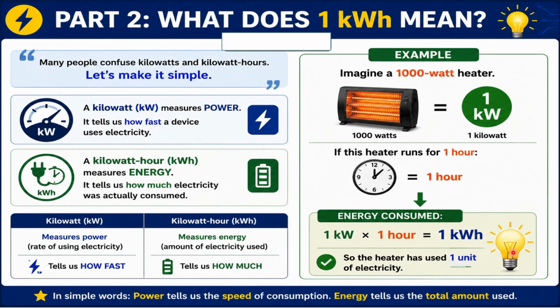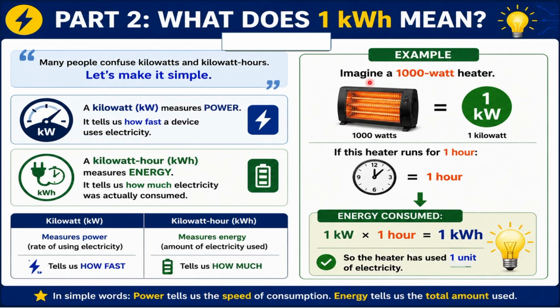Okay, what does kWh mean? I think I've explained that already. Many people confuse kilowatt and kilowatt hour, which is a very big mistake. Kilowatt measures power. It tells us how fast a device uses electricity, while kilowatt hour measures the energy. It tells us how much electricity was actually consumed. So the power tells us how fast, and the energy tells us how much was used exactly.